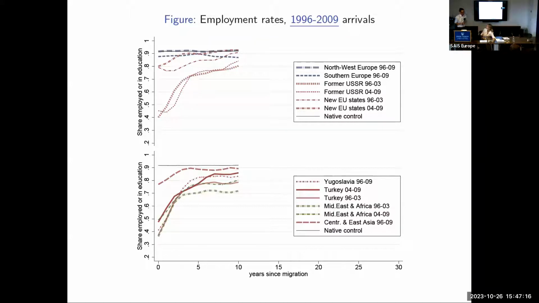The literature finds for the United States, and you said that the employment rates in Germany for first-generation migrants are lower than in the US. Do you have a sense of what drives these differences between the two locations?